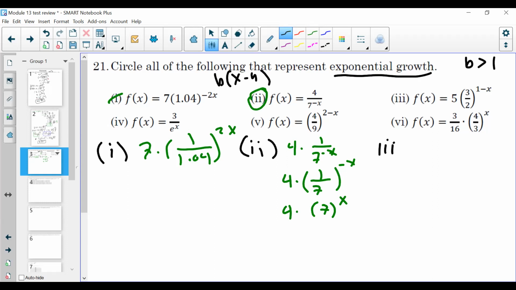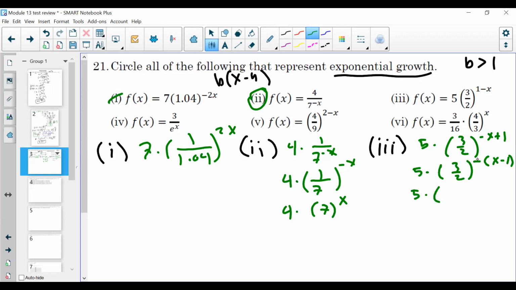Now for number 3, I have 5 times 3 over 2 to the 1 minus x. Well, I don't ever write it in that way, so I can just rearrange it as 5 times 3 over 2 to the negative x plus 1. I factor out a negative to get 5 times 3 over 2 to the negative of x minus 1. Then flip it to get rid of that negative in the exponent: 5 times 2/3 to the x minus 1.